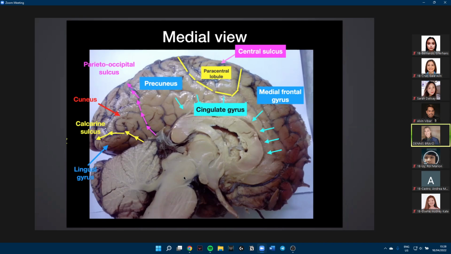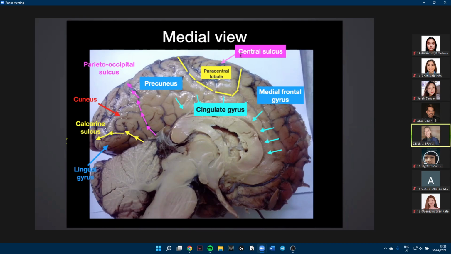Now, one important structure that you have to look for on the medial view is this. This is called the corpus callosum. This is the structure that connects the left from the right cerebral hemispheres. So the two cerebral hemispheres are capable of communicating with each other because of this corpus callosum. We'll have more of the corpus callosum in a little while.